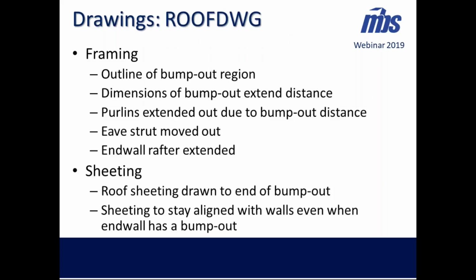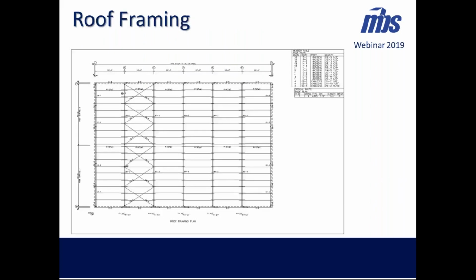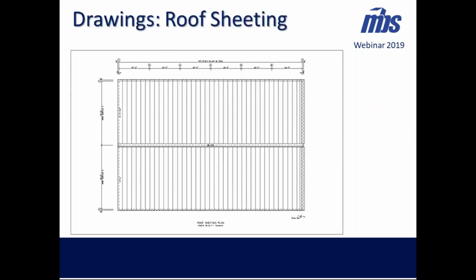Roof drawing, we have similar results that we had to make changes for. We have the bump out region to be drawn, dimensions. We had to extend the purlins out due to a bump out on the end walls, move the eave strut out if you had a bump out on the sidewalls, and extend the end wall rafter if your bump out was on the end wall, and then sheeting accommodations also because of the bump out. This is the framing view of a roof drawing where you can see the purlins have been extended out. So have the eave struts. And the sheeting view.